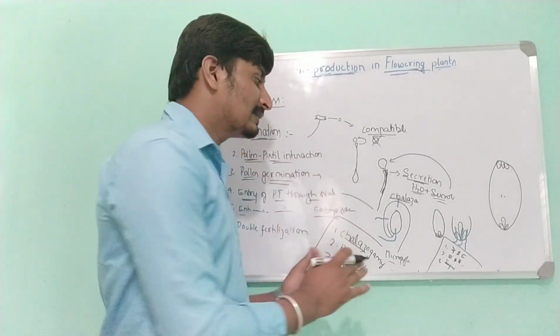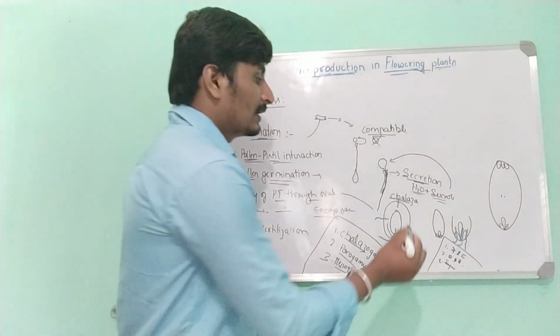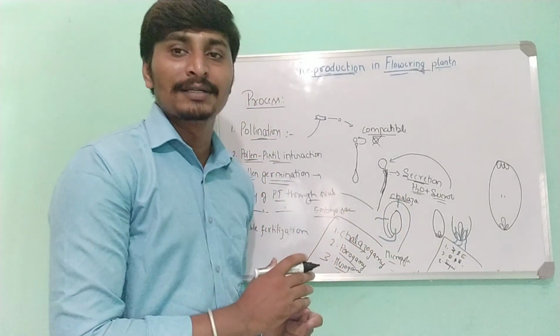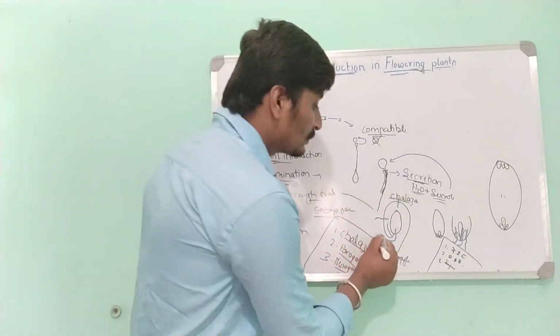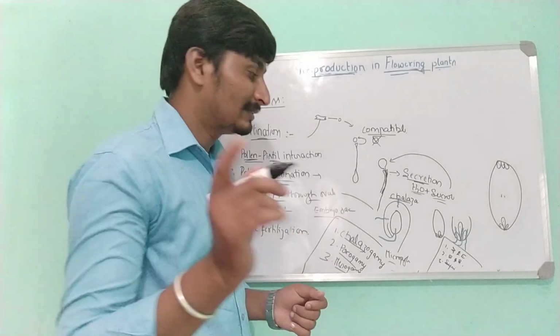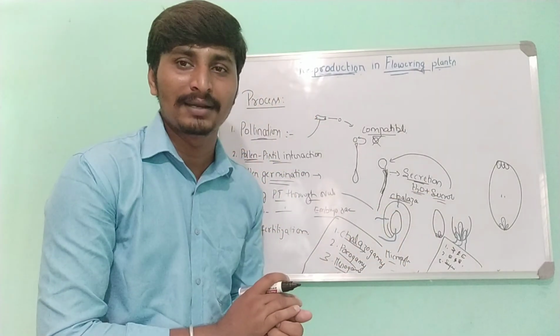The pollen tube enters the ovule in any of three ways. One is through the chalazal end, the second is through the micropylar region, and the third is through the integuments, that is, in between the chalaza and the micropylar region.